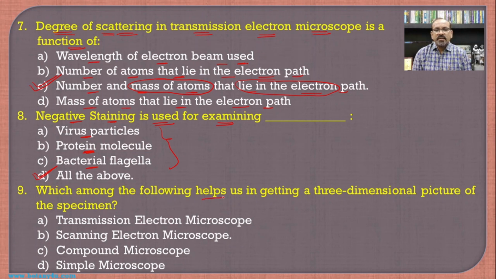Then which among the following helps us in getting a three-dimensional picture of the specimen? The three-dimensional picture of the specimen is a characteristic feature of the scanning electron microscopy, which is responsible for finding out the complete outermost part of the object with respect to its topography, and hence the scanning electron microscopy is the correct answer for this question.